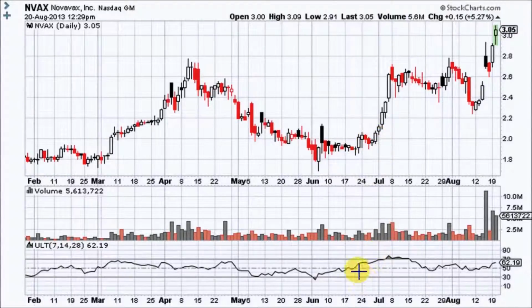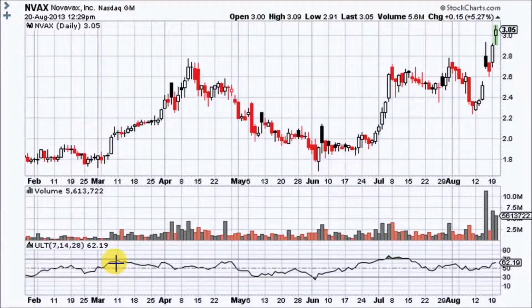Then after a really nice run, too vertical, too far, too fast, needs a pullback or a cool-off period, Ultimate Oscillator gets overbought above 70, does a double top, breaks down through 70, and the stock consolidates in a sideways to slight downtrend. The other signals this indicator gives are bullish and bearish divergences.